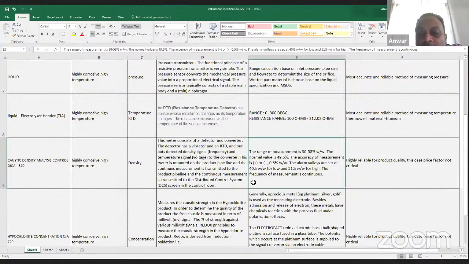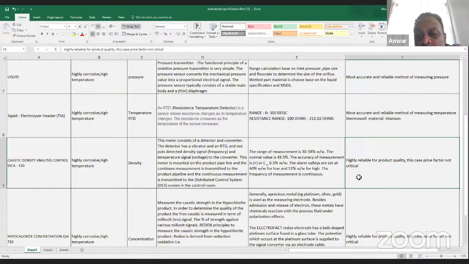and we have an alarm really incorporated in the system, so that it will take care of the output or the downstream of the system, and also the upstream of the system. So again, reliability of product quality is important here. In this case, price factor is not critical.